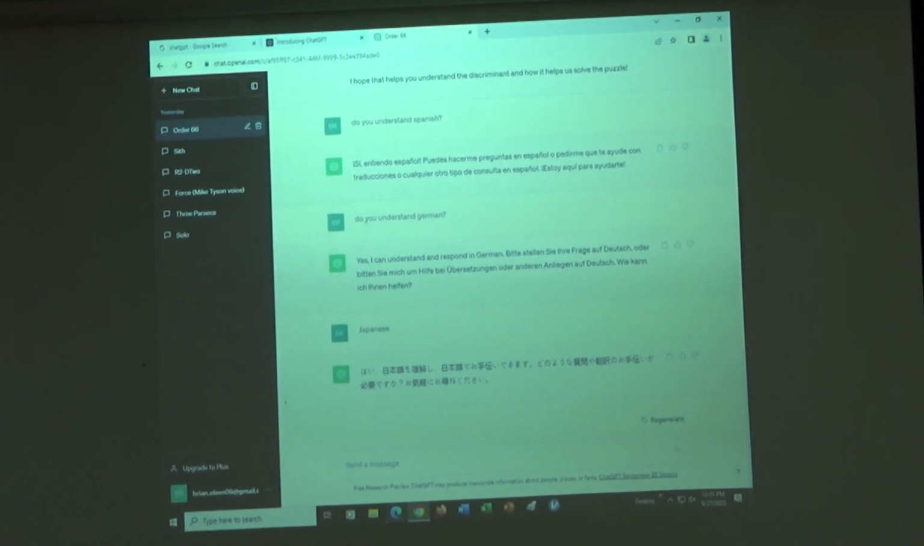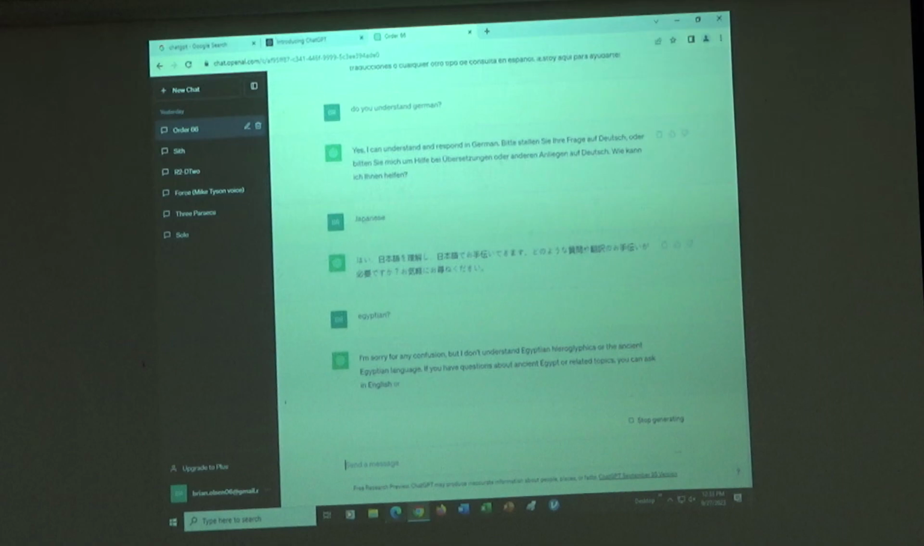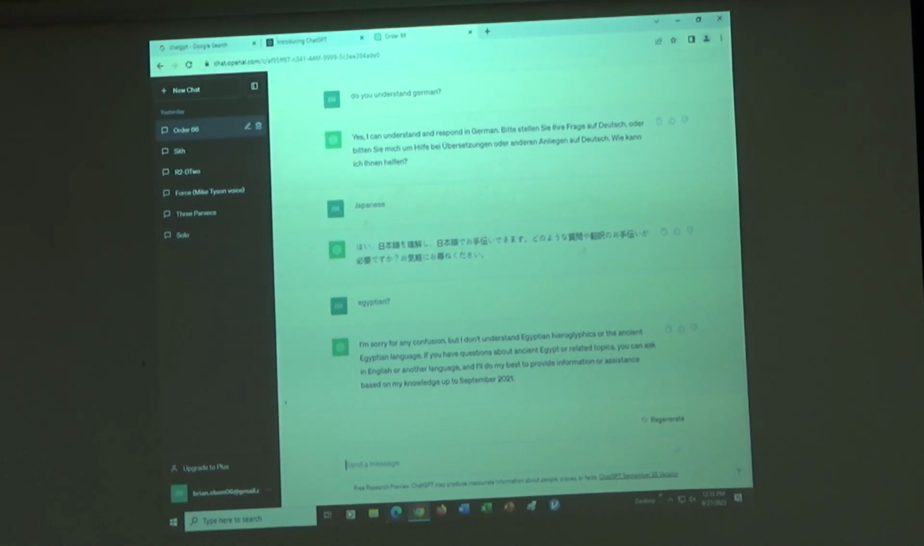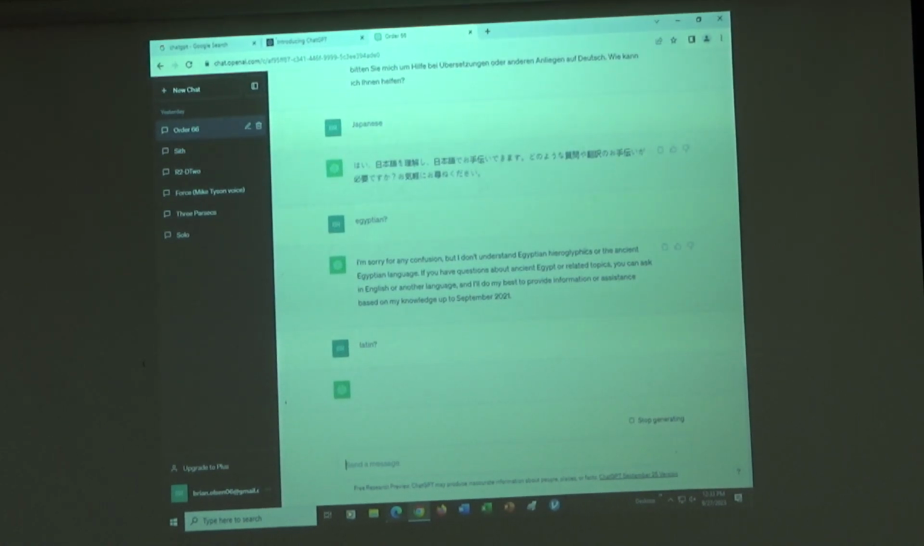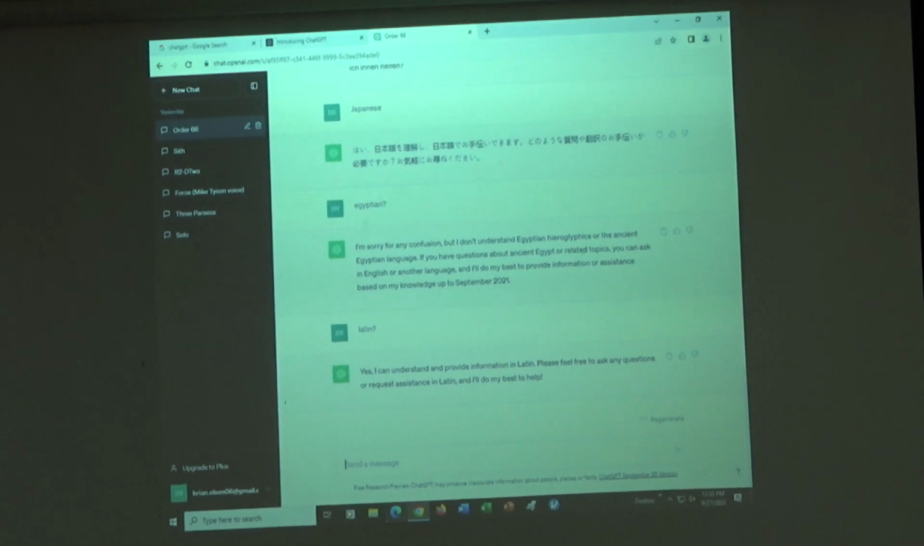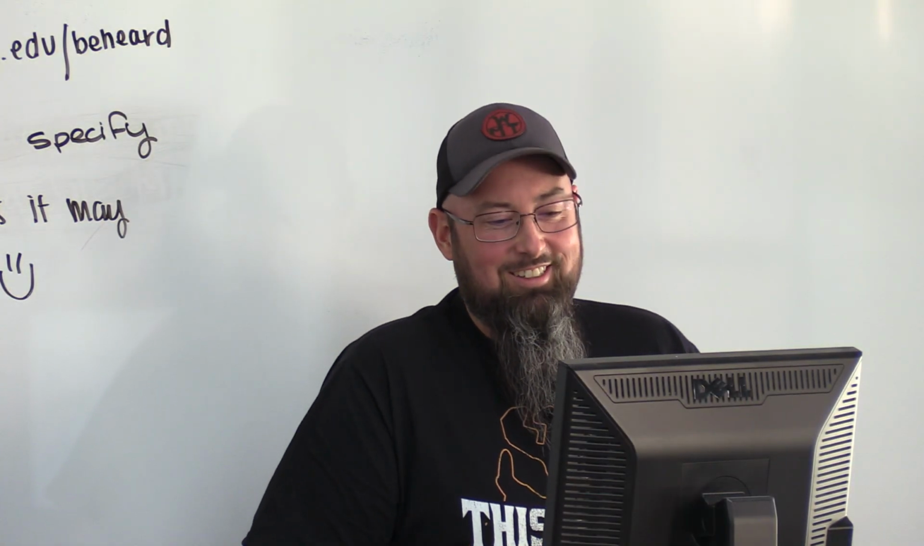Ask it to write Egyptian. Oh. Not the hieroglyphics. It doesn't understand Egyptian. Yeah, like I said, it still has limitations for sure.